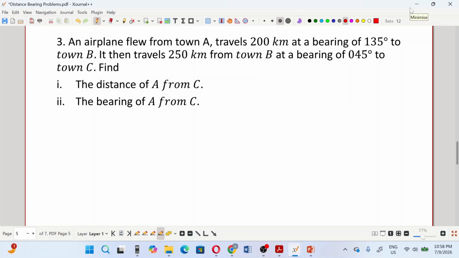Continuing the lesson from distance bearing problem, right? And this, the example 3. I'm sure you did the number 2 and I hope you felt good, right?